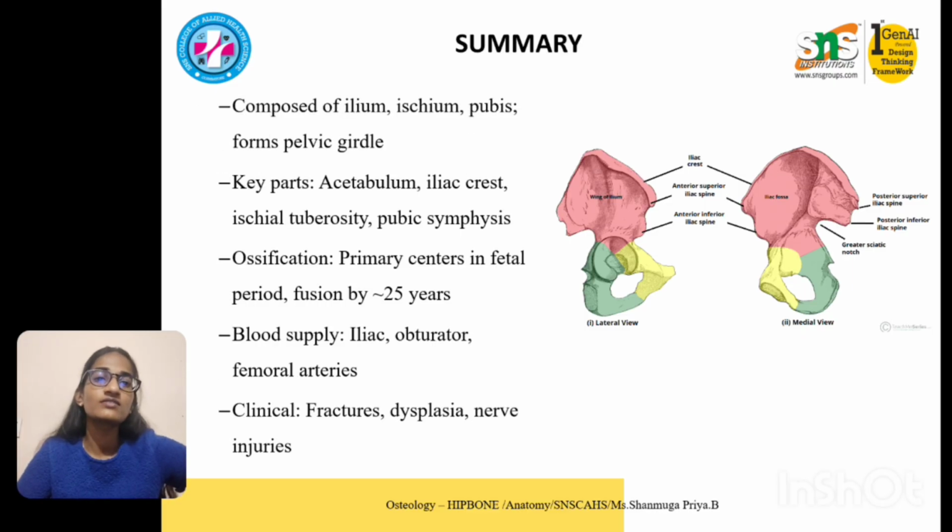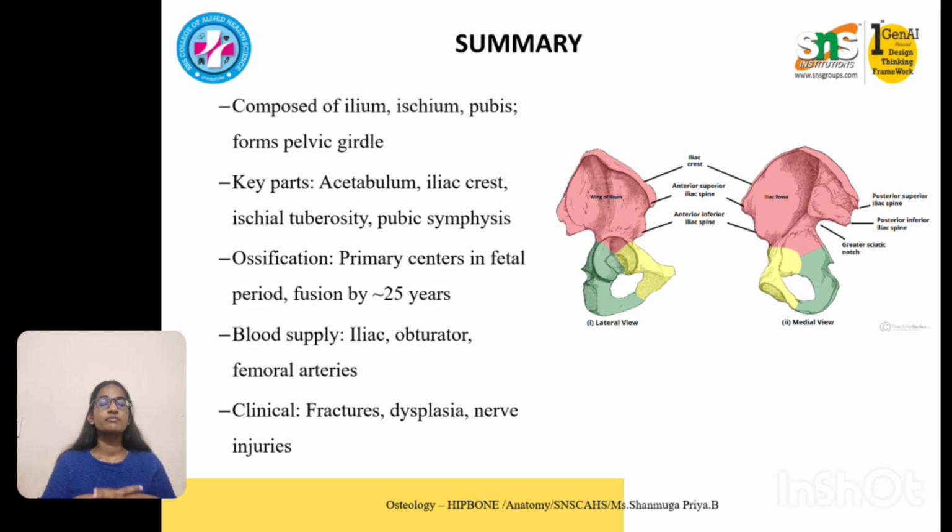And to summarize the hip bone, it's composed of the ilium, ischium, and pubis, forming the pelvic girdle. The key parts include the acetabulum for the hip joint, iliac crest, ischial tuberosity, and pubic symphysis. Ossification starts with the primary center in the fetal period and fuses by about 25 years. The blood supply is from the iliac, obturator, and femoral arteries, and clinically watch for fractures, dysplasia, and nerve injuries.